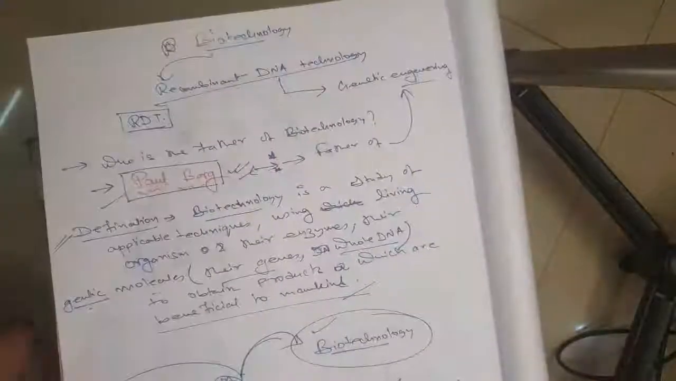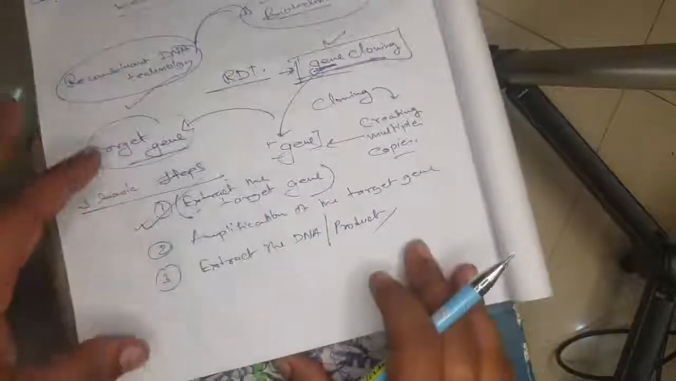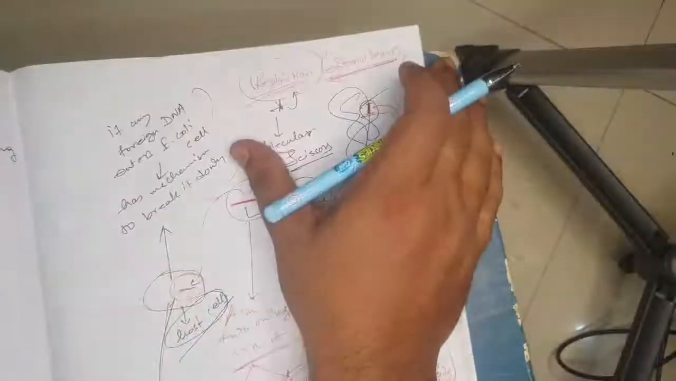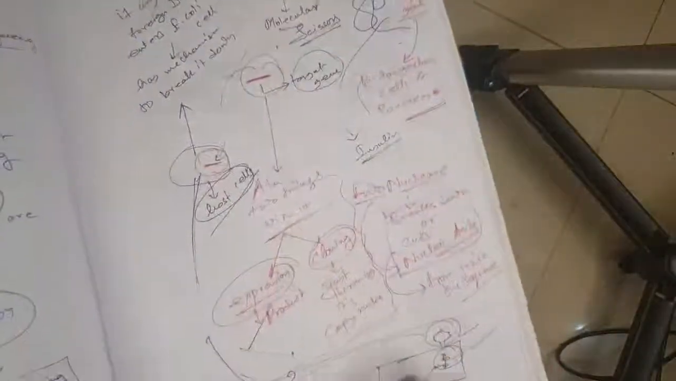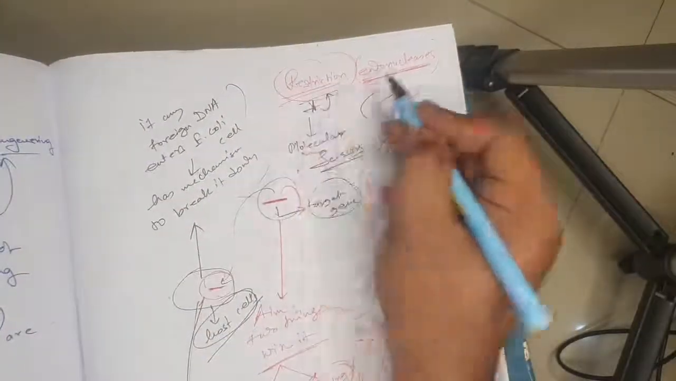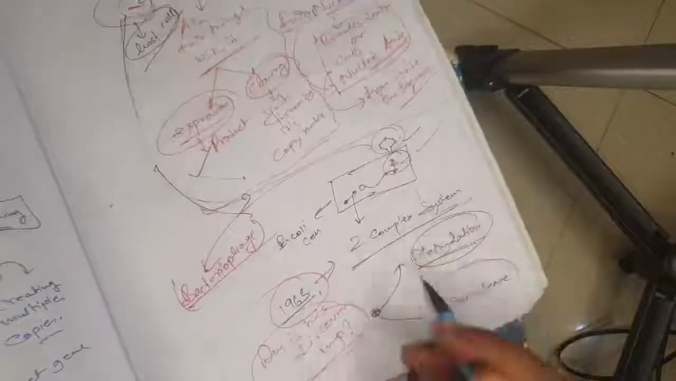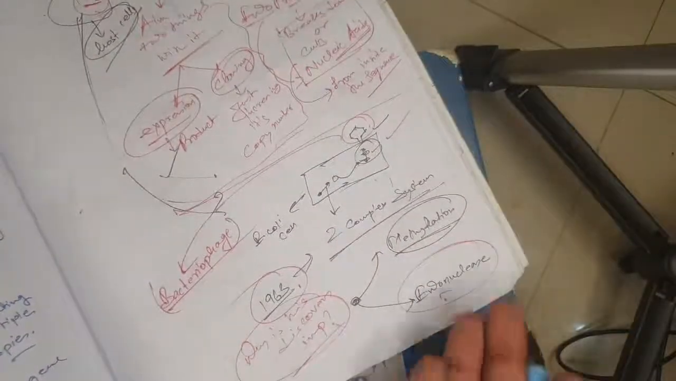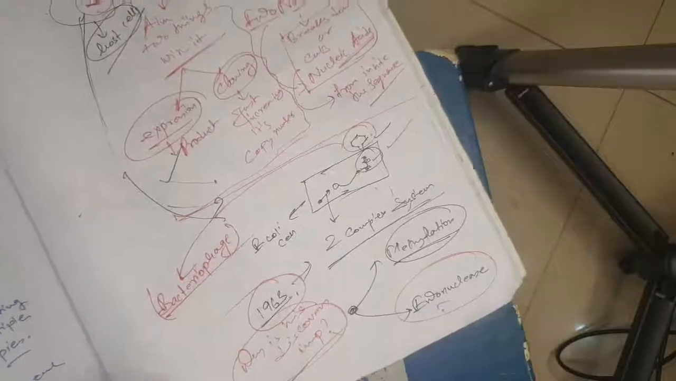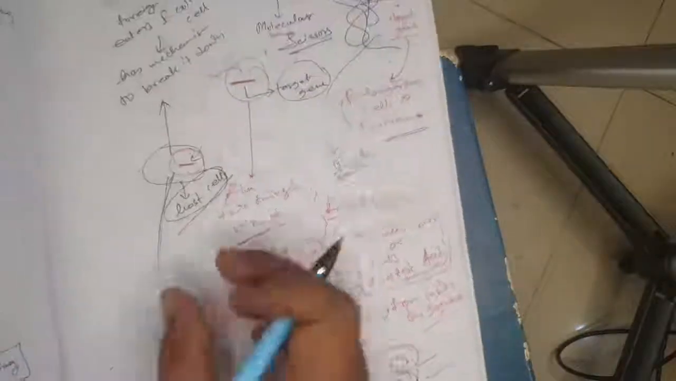Okay, first of all, what is biotechnology, what is recombinant DNA technology, what happens in recombinant DNA technology, what is a recombinant DNA, what are restriction endonucleases, then what are endonucleases, why are they called restriction endonucleases, why are they called restriction, why are they called endonucleases, when was it discovered, and what is the two complex system, what is methylation, the importance of methylation, endonucleases, and what are bacteriophages.